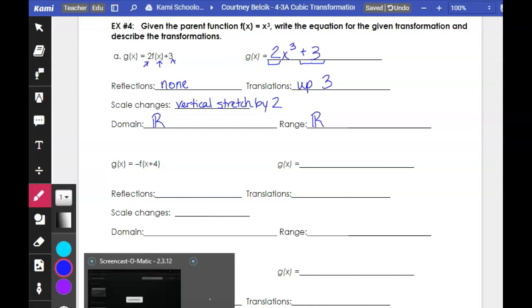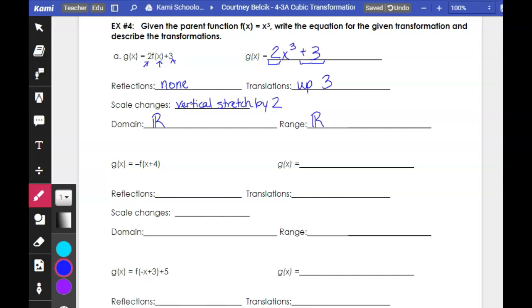What I'd like for you to do is pause your video and try the next problem. Try to rewrite the equation, try to answer about the transformations. Check back for my work.